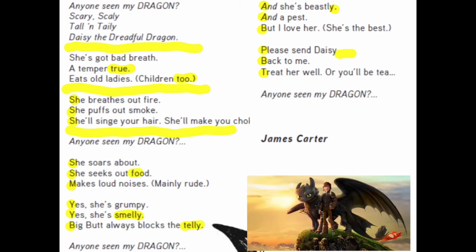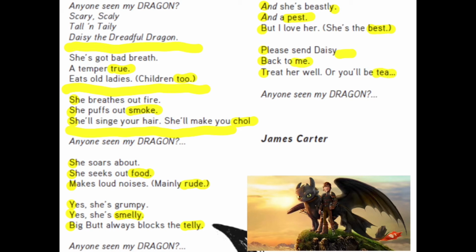We had food rhymed with rude. We had fire. She breathes out fire. She puffs out, oh, it was smoke, wasn't it? It's just that smoke, and you can't see the rest of choke because it's gone off the computer. Makes you choke. Any more rhymes you can see? We've got pest, and that rhymed with best. And we've got me and tea.